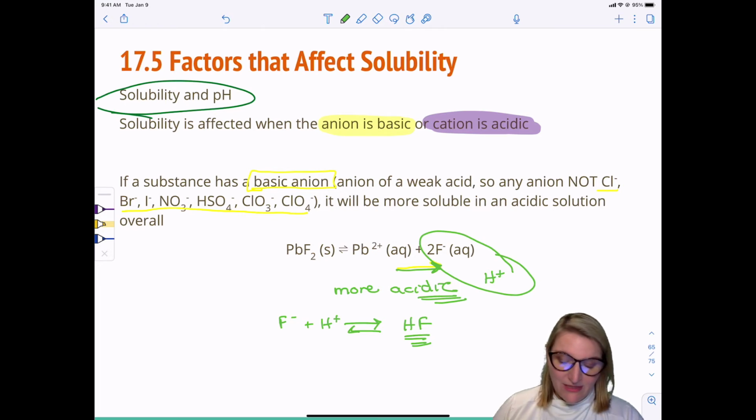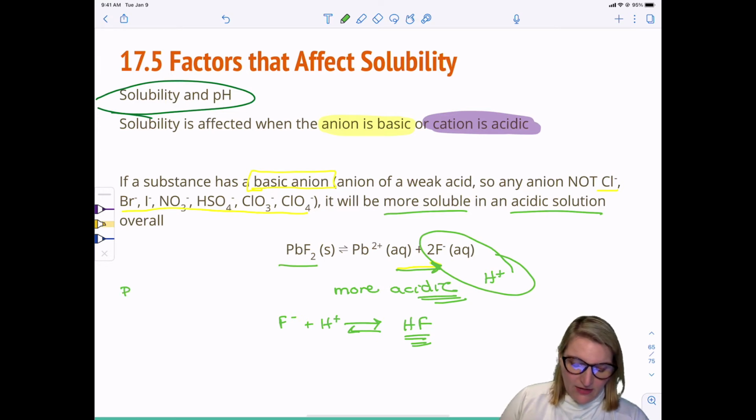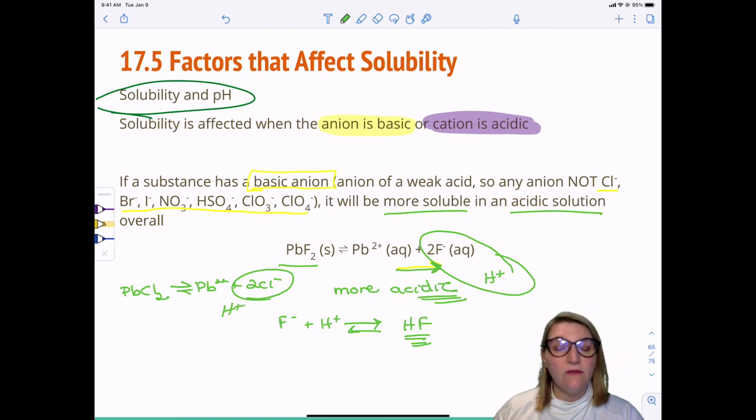So if the substance has a basic anion, it will be more soluble in a more acidic solution because the hydrogen will react with that. Think of if we were looking at this instead of PbF2, if it was PbCl2. Would the H+ react with the Cl-? No, because HCl is a strong acid and that's always completely dissociated.